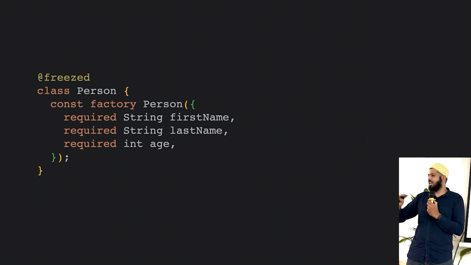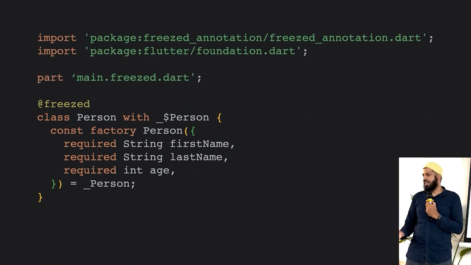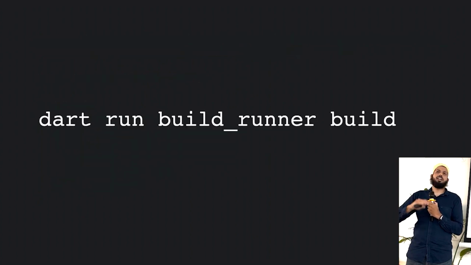So basically what it does is it generates the code of the class and makes sure that both are same. So you have to add an annotation on the class, then extend that class, then import that package, and then add a part where it will generate a different file where you can match both of those things. And then you run a command called dart run build_runner build, and it will create a file.